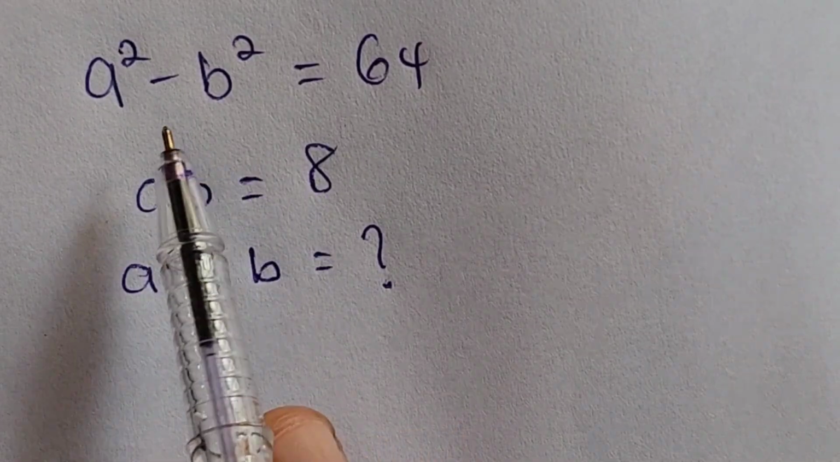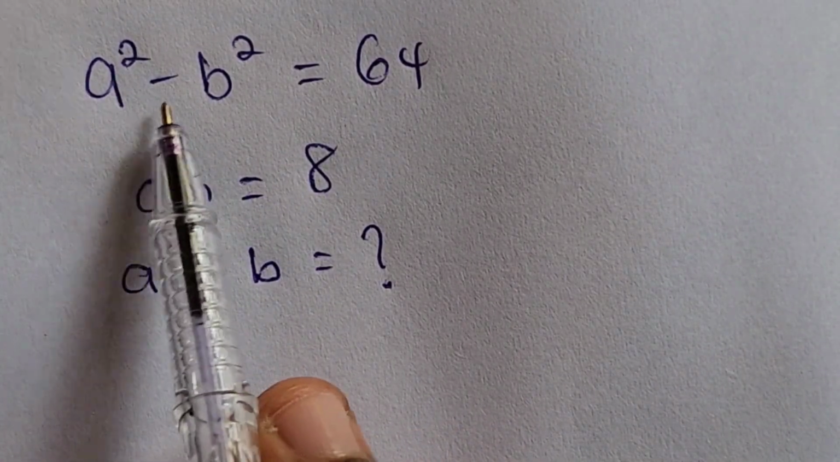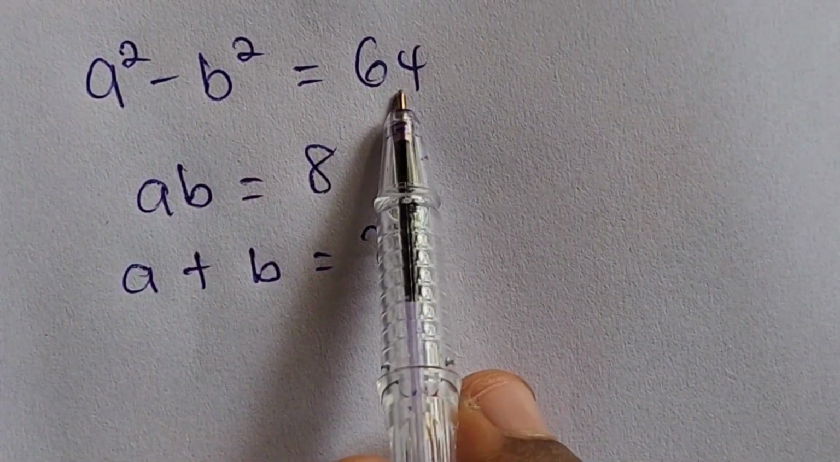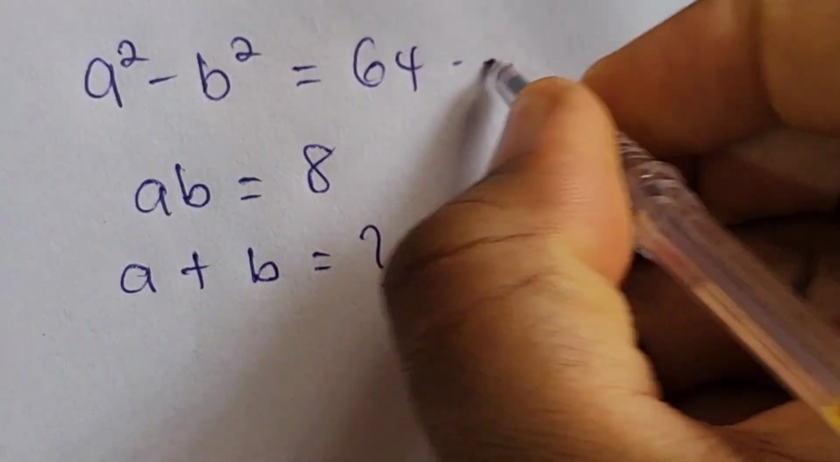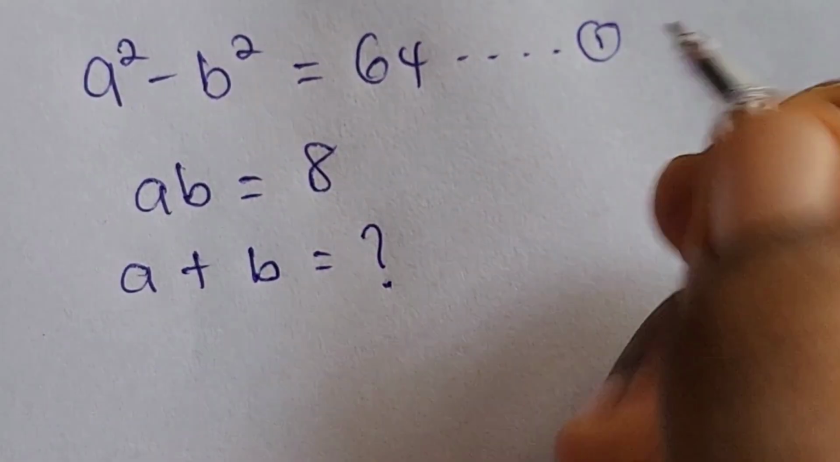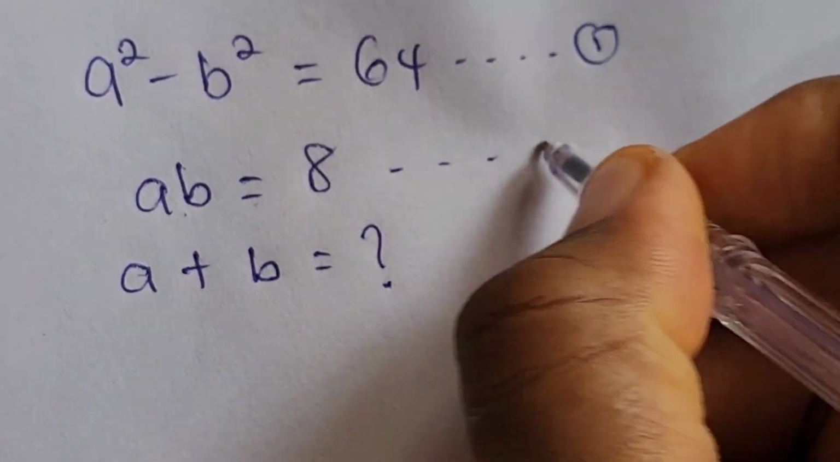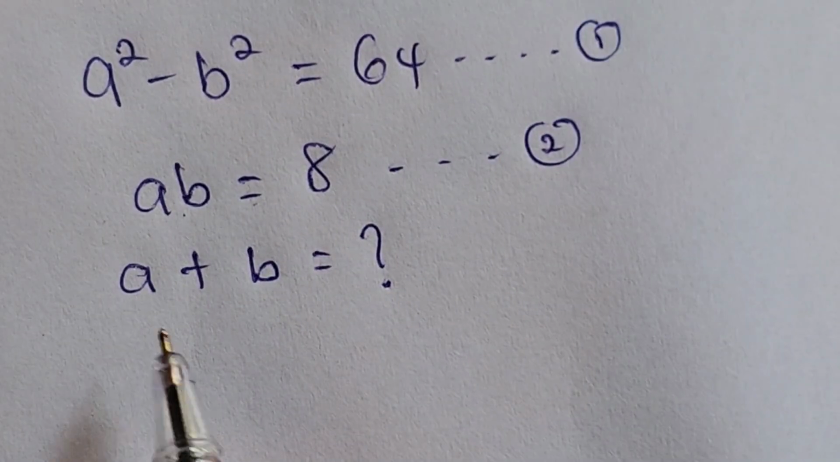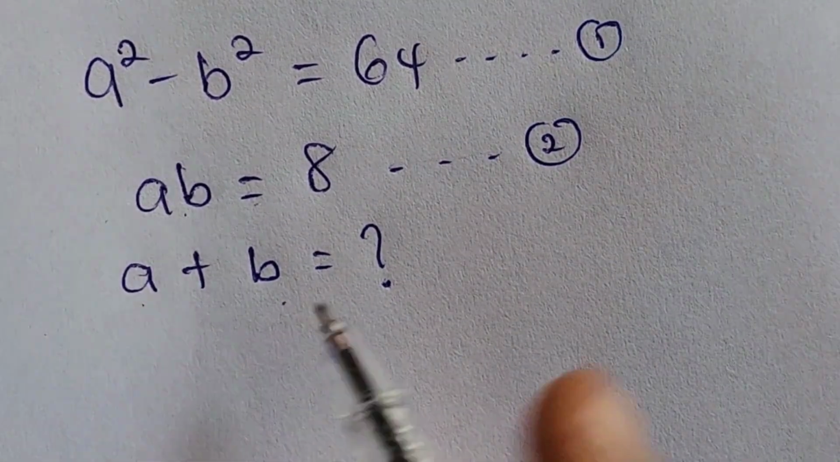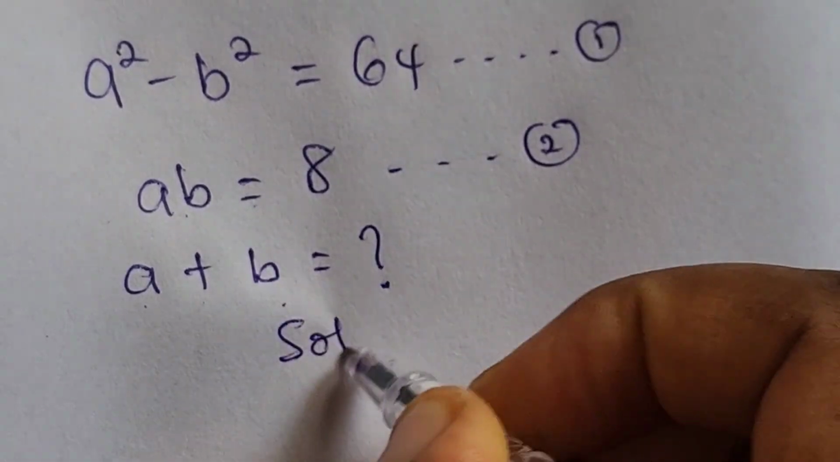Let's solve this problem together. We have a squared minus b squared equal to 64. We'll name this equation 1. We have ab equal to 8. We'll name this equation 2. And we want to find a plus b. So let's begin.